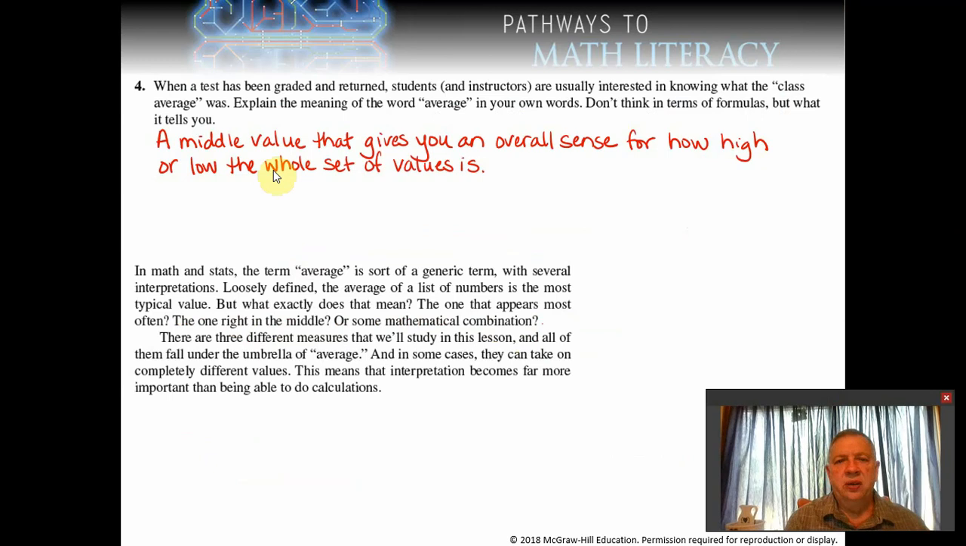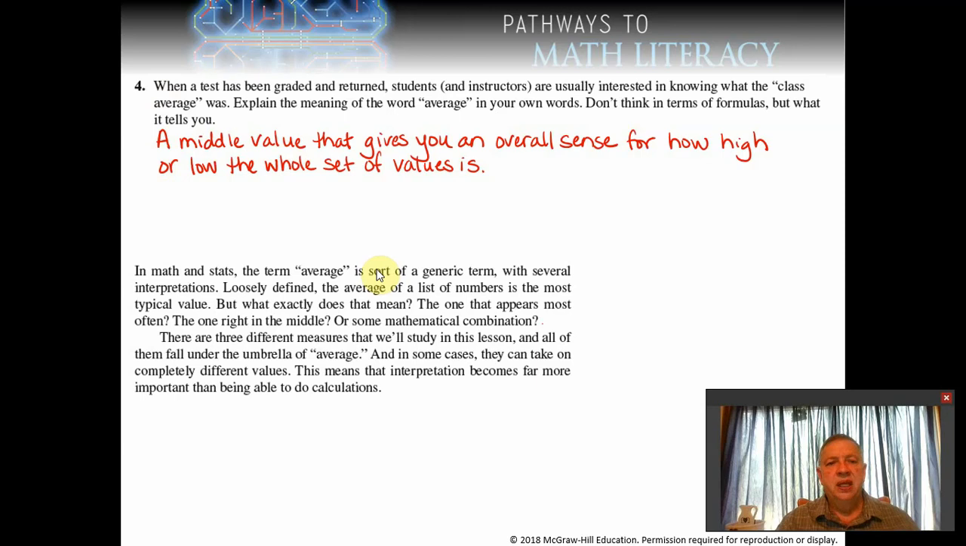So when a test has been graded and returned, students and instructors are usually interested in knowing what the class average was. Explain the meaning of the word average in your own words. Don't think in terms of formulas, but what it tells you. So the average is that middle. If all of them were grouped together, here would be the middle piece of it, right? It would be somewhere around the middle numbers. And that's what the average is. It's one of the measures of center.